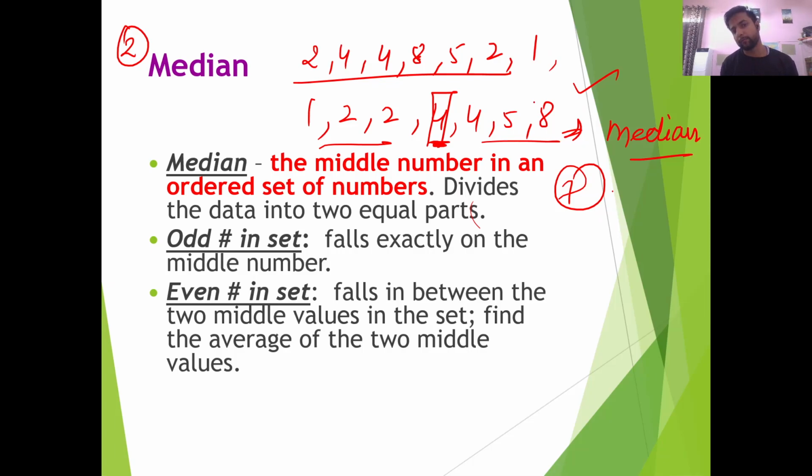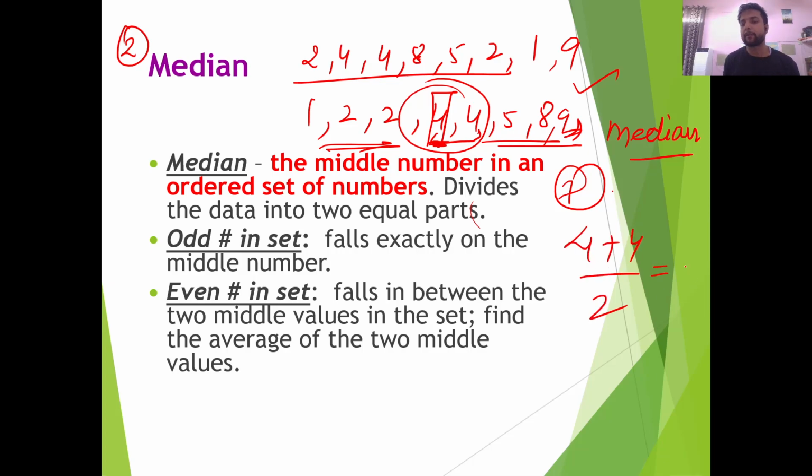What if we have another observation over here? Suppose we also have 9, which will be arranged here, and now we have an even number of observations. So 3 on the left, 3 on the right, and these are the two middle numbers, so we take an average of that. 4 plus 4 is 8, divided by 2, that comes out to be 4. So 4 will be the median again. We can simply see how we find the median.